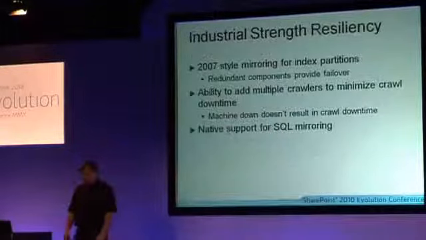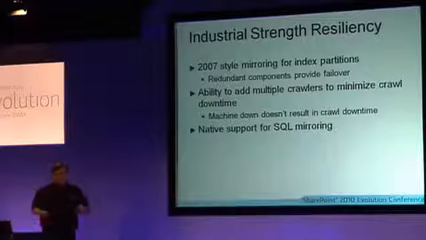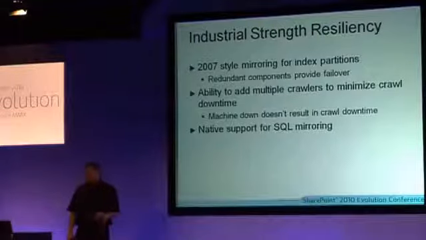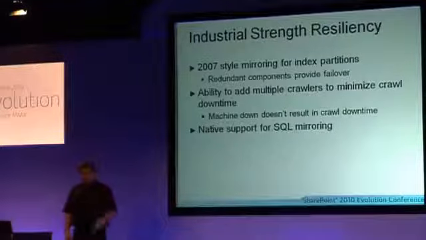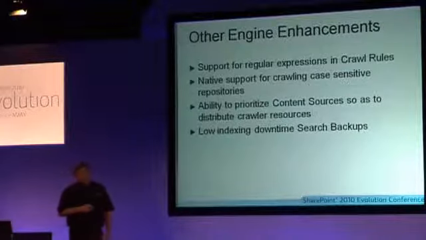Okay, so I mentioned the resiliency of this scenario. The 2007 style mirroring is true: we still mirror out our partitions. We still have that capability. But we can have multiple crawlers now, so crawler downtime has gone away completely. I mentioned SQL mirroring already, and a few other bits and pieces.